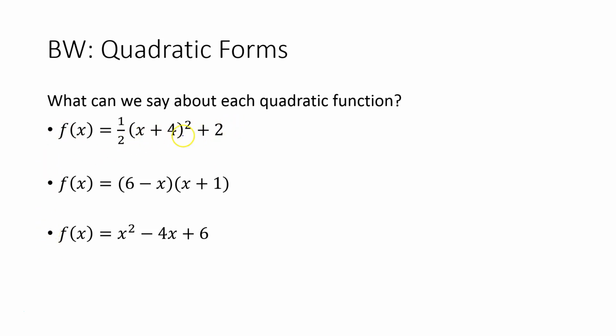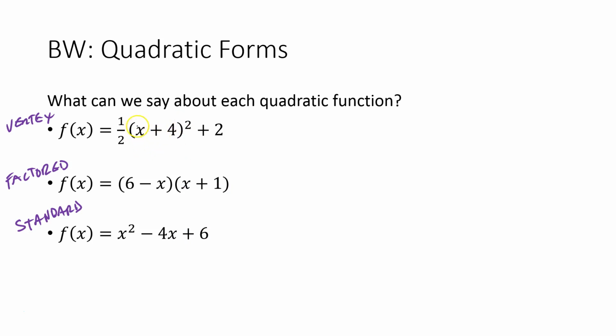This first one is written in vertex form. It's vertex form because it's written like it was translated, right? This plus 4 in here does something to the x's, this plus 2 out here does something to the y's. This second one here is written in factored form because we have it written in its two factors. And then this last one is written in standard form, standard, because we have that ax squared plus bx plus c. And so each of these tells us something about the polynomial, about the quadratic. Let's see what we can say.